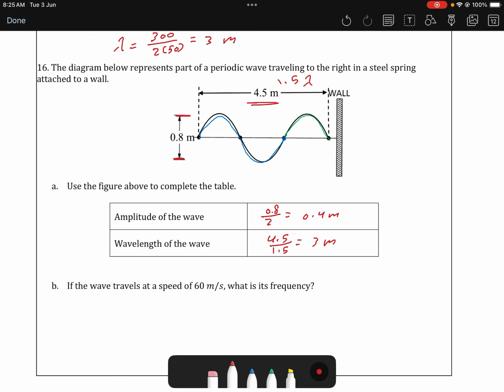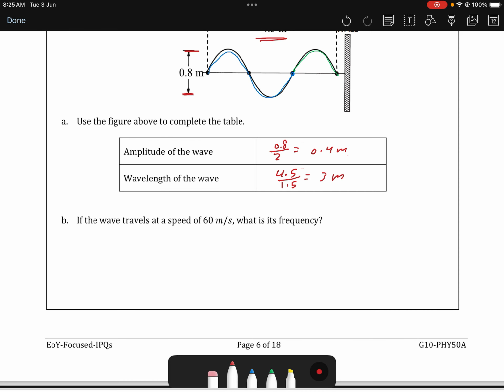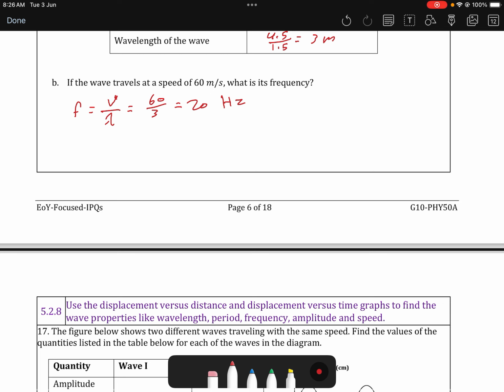If the wave travels at a speed of 60 meters per second, what is the frequency? Now we have the wavelength, and we need to find the frequency. Frequency equals the speed of the wave over lambda. That means 60 over 3, which is 20 hertz. Again, hertz is 1 over second or second to the power minus 1. It's the same. Okay. Let's go to the next question.